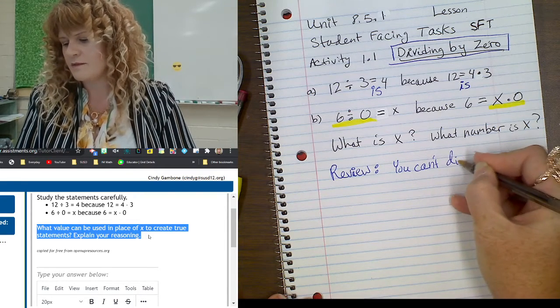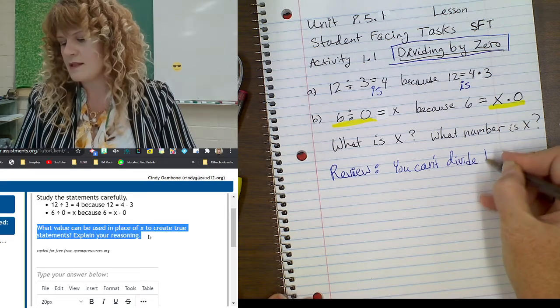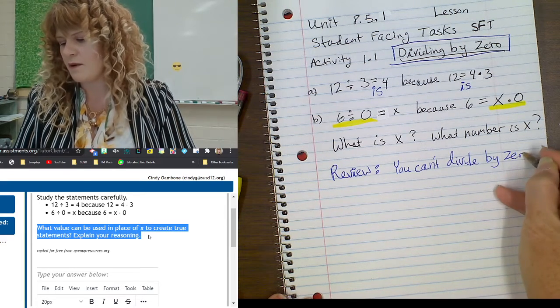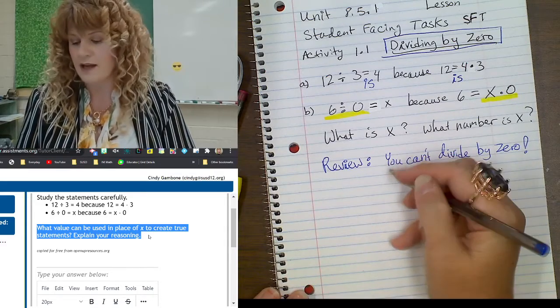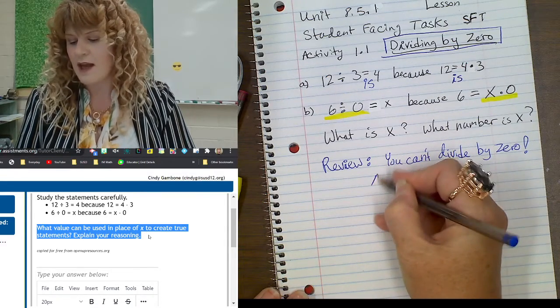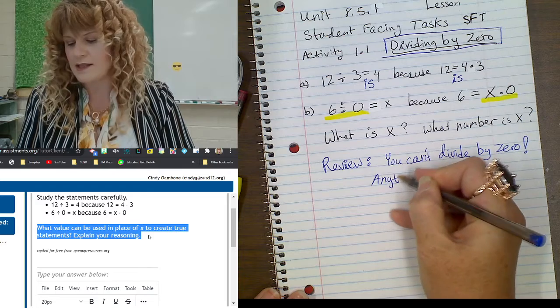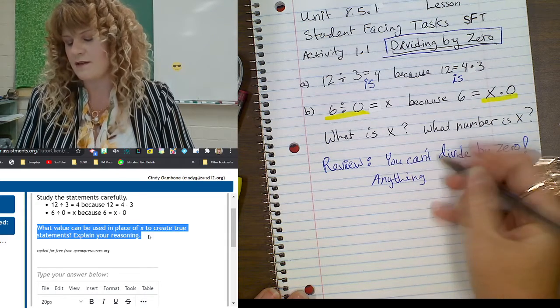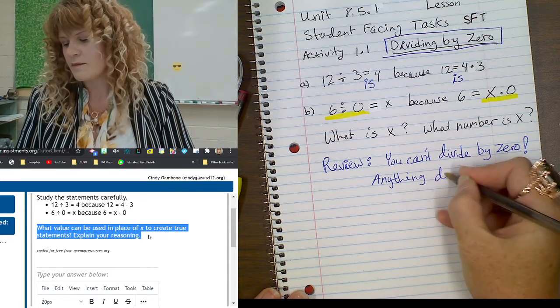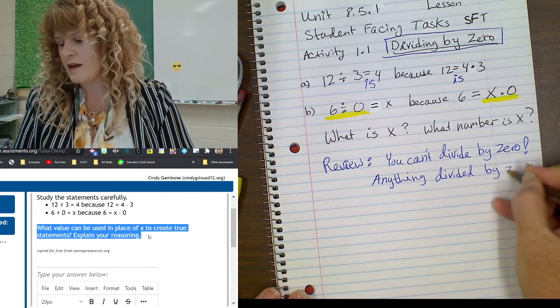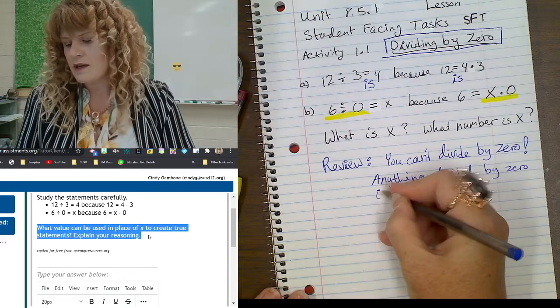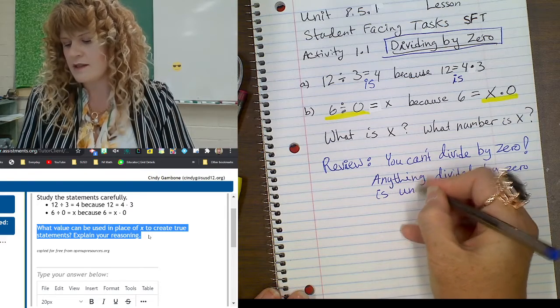Write that down. You can't divide by 0. And if you do, it's called undefined. So write that down. Anything divided by 0, the answer is undefined. Anything divided by 0 equals undefined.